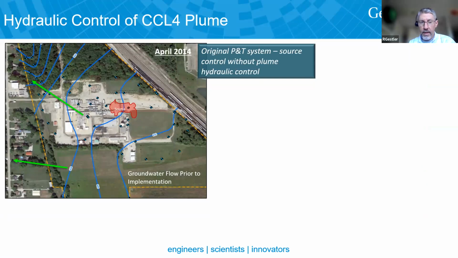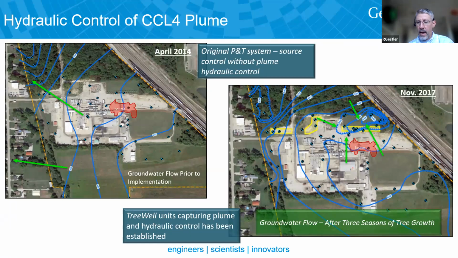So here's a comparison then of groundwater flow conditions before we put in the phytosystem versus after. Spring of 2014, a year before we put in the phytosystem, the pump and treat system was maintaining source control right there at the source, but it was having no effect on the downgradient plume that was migrating away from the site. We compare that then to 2017. After three growing seasons, we had a very clear inward gradient to the phytoplantations that you see in yellow there, the various components of it. That is what allowed us to shut off that pump and treat system, clear evidence that we had hydraulic control.